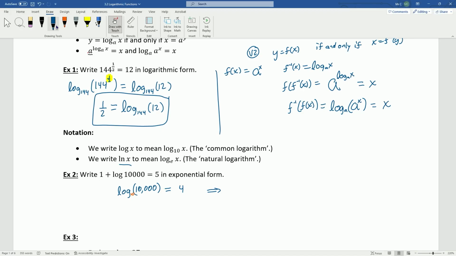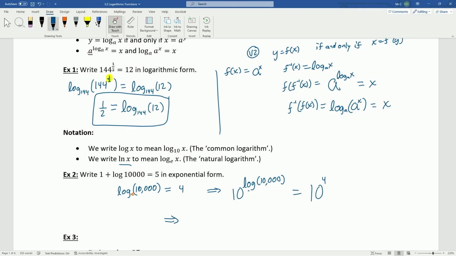So if I want to write this in exponential form, I want to get rid of the logarithms. So I'm going to write 10 to the log base 10 of 10,000 equals 10 to the 4th power. So I just apply both sides of the equation into the exponent position, base 10.